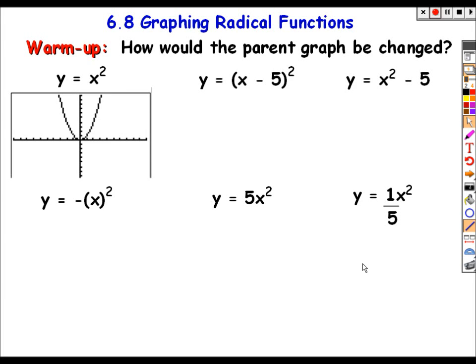The last section in this chapter is about graphing radical functions, and specifically we're going to look at square root and cube root functions, which we touched a little bit on from the homework yesterday. And one big idea that reoccurs is the transformations of functions. So maybe pause the video at this point and think about what each of these equations would do to the parent graph and how it would move that parabola y equals x squared.